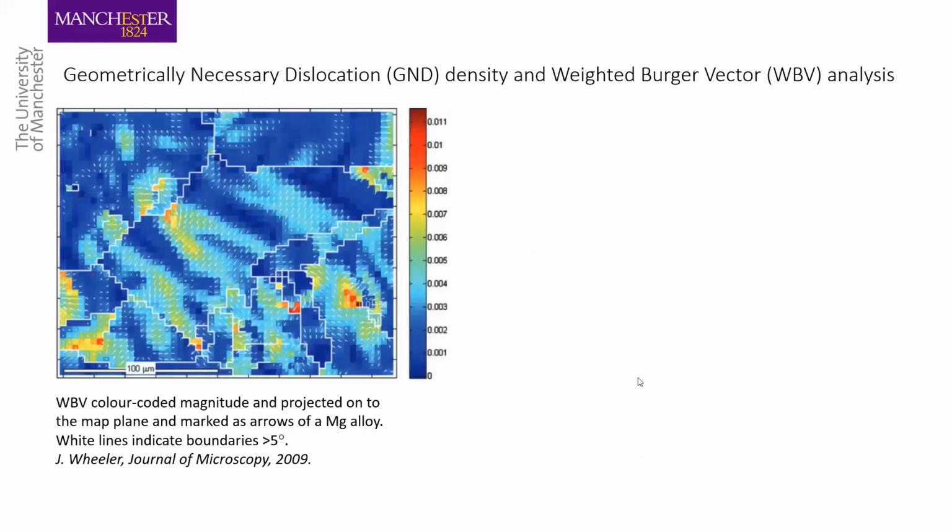We can use those misorientations to look at dislocation densities, because a curvature in the lattice is formed by accumulation of dislocations, and these can be calculated, how much dislocation would lead to these, and those are known as geometrically necessary dislocations. Here's a map which was calculated by John Wheeler, where he's showing the color codes of density of the dislocations, but also the arrows, the weighted Burgers vector. So he accumulated dislocations. Where is the general direction of the Burgers vector?